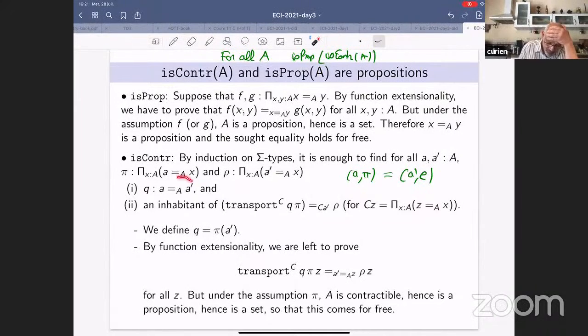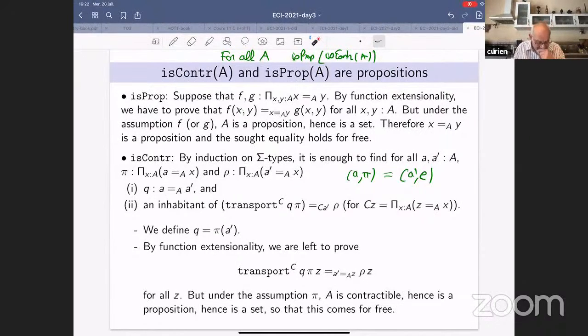Okay, so how can we get a proof that a is equal to a prime? That's not difficult, because with my assumptions, I have my pi, which is a contraction, so I can apply pi to a prime. If I apply pi to a prime, I get a proof that a is equal to a prime. So this is good. I've got one. And then we have to show that these two guys are equal.